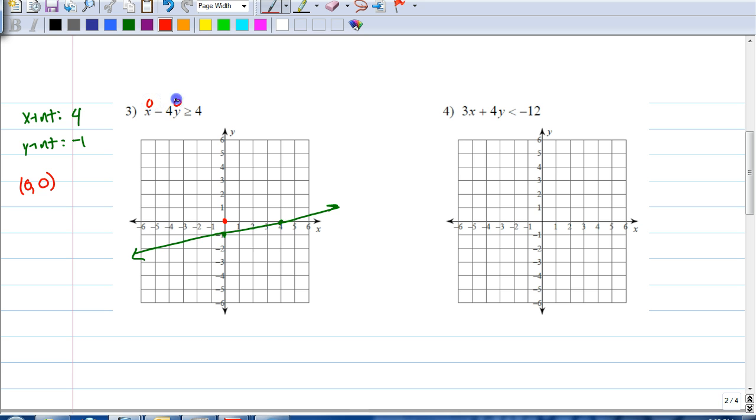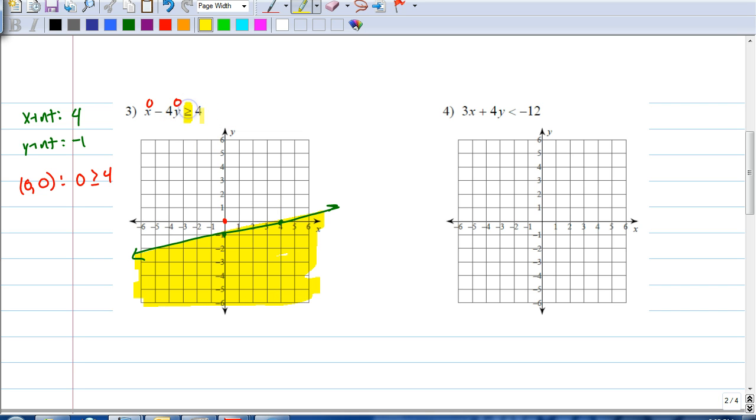So again, I put 0 in here for x, put 0 in there for y. Well, that's just going to be 0 is greater than or equal to 4. Is that a true statement? No, of course not. 0 is not bigger than 4. So we're not going to shade in that region because 0 is not a solution. None of them above the line are a solution. That means our solutions are all below the line.